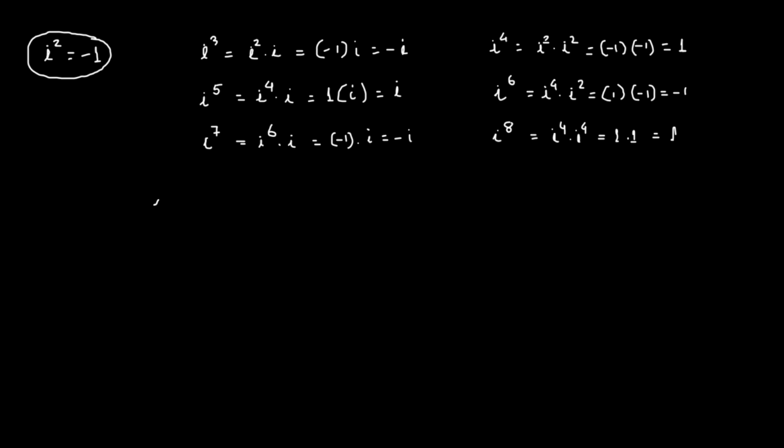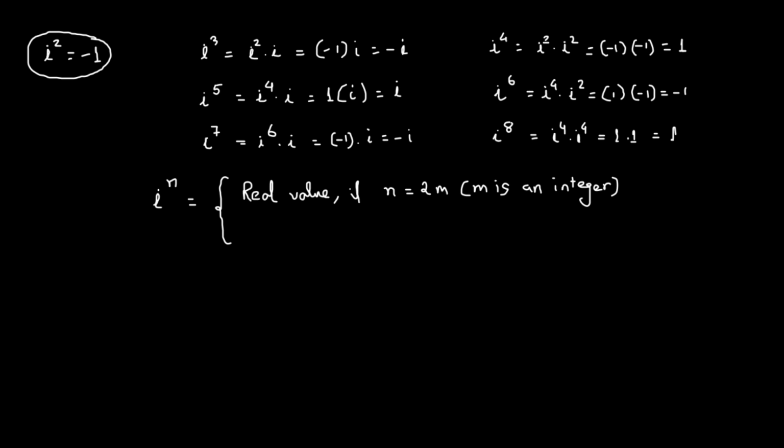So this means that if we have i raised to the power of n, then it's going to have two values. One is going to give us a real value if n is some even number. So let's call it 2 times m, where m is an integer. If I consider some integer m and multiply it by 2, it becomes an even number, and i raised to the power of some even number always gives us a real value.